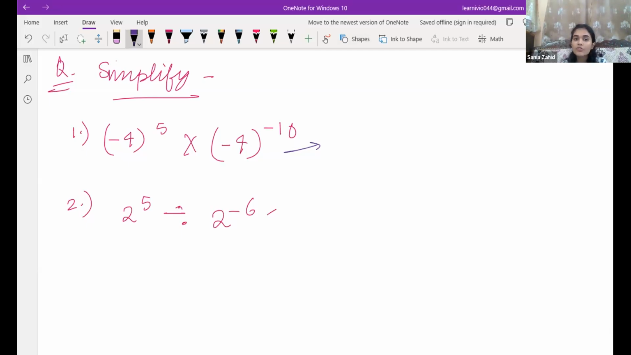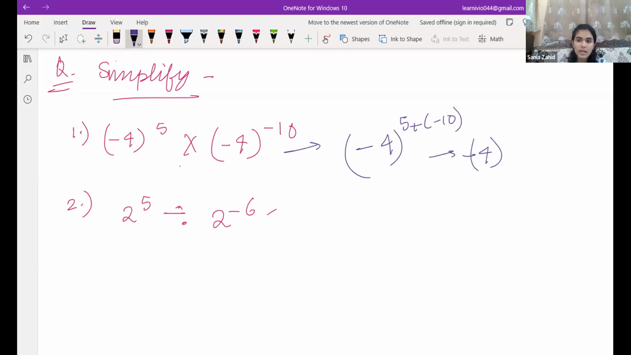Same base, different powers, multiplied. So you write the same base only and subtract the powers. So what's the answer? It will be 4 raised to 5 minus 5. Mom, because they have the same base, we can just add the powers. So it's minus 4 to the power 5 plus minus 10. So it's minus 4 to the power minus 5.